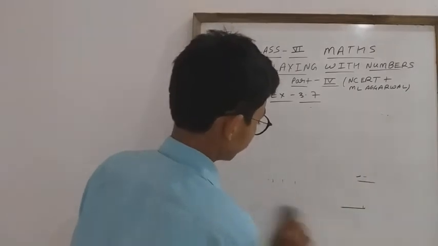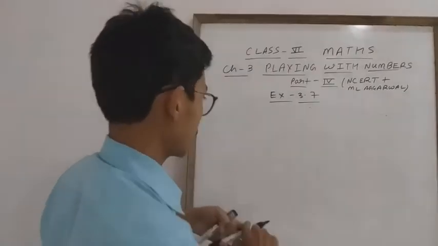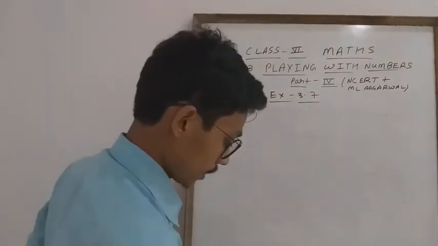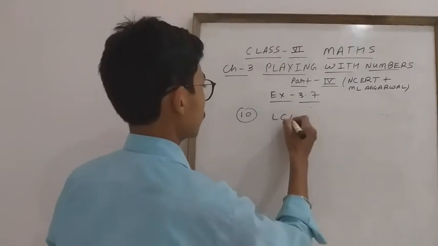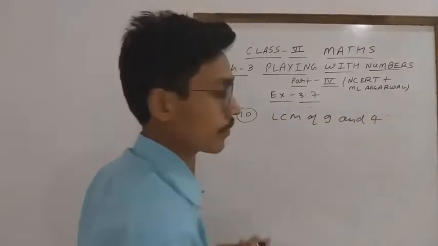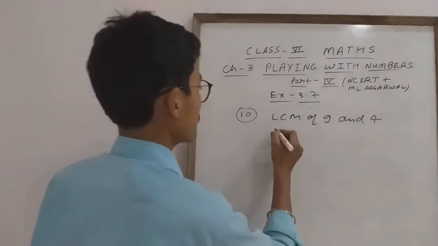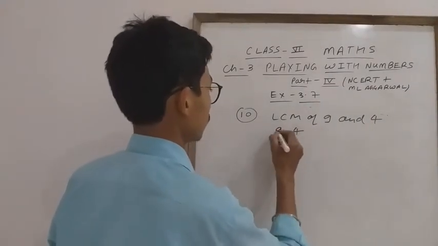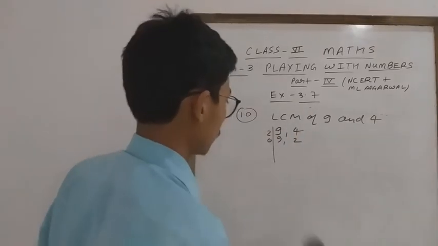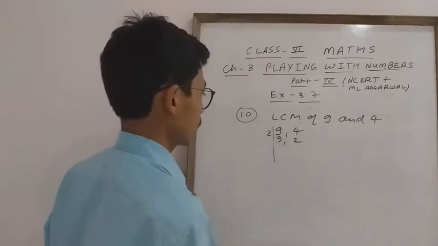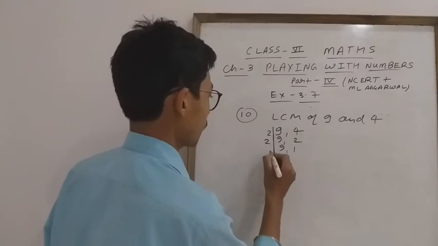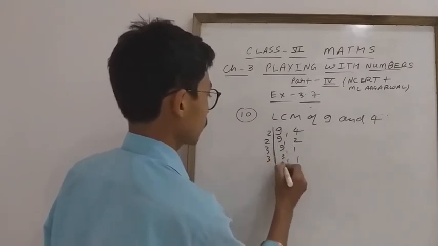Question number 10 is given. Find the LCM of 9 and 4. Clear, everyone? So you know that in 9 and 4, we divide by 2: 2 2s are 4. Again divided by 2: 9 and 1 is 2. Now 3 3s are 9, and 1 and 3 is 3.